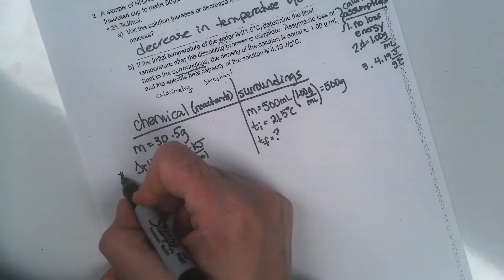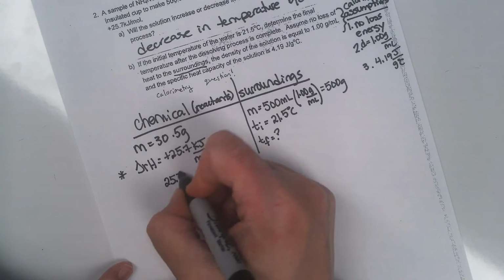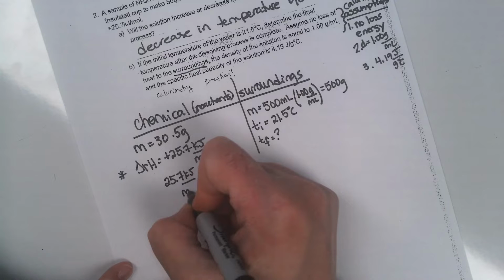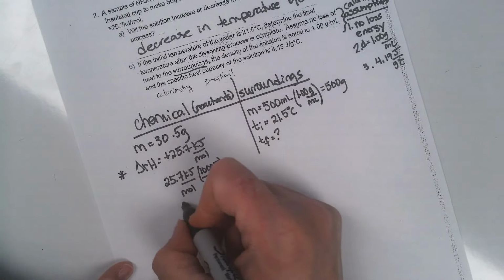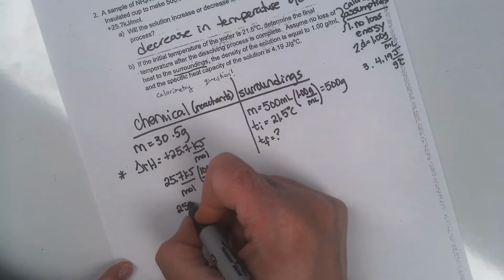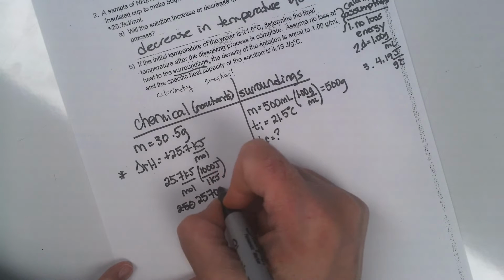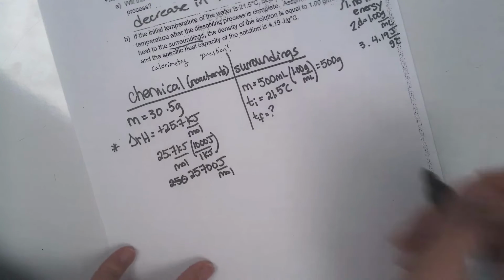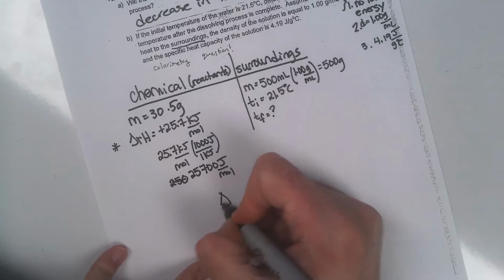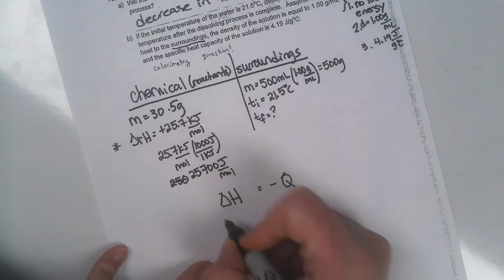Over here, we need to pay attention to units. This is in kilojoules. So 25.7 kilojoules per mole multiplied by 1,000 joules in 1 kilojoule should give me 25,700 joules per mole. Okay? And so on the chemical side, we always have delta H. On the surrounding side, we always have negative Q.